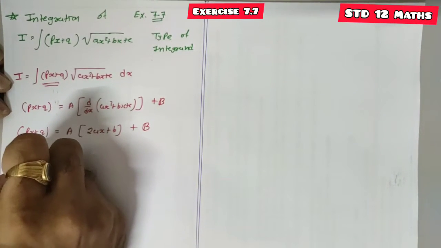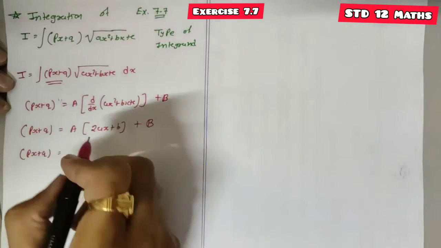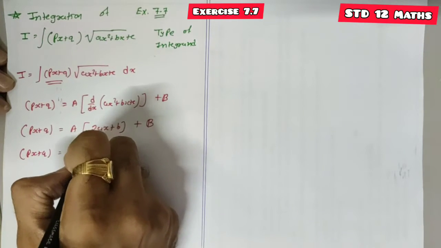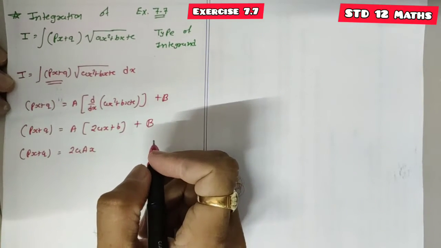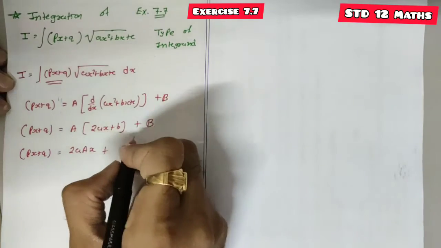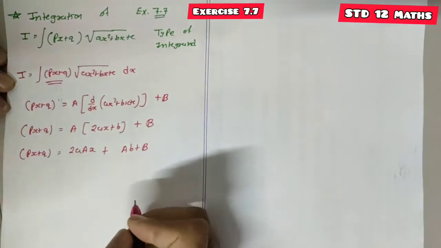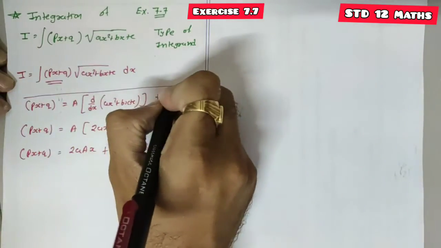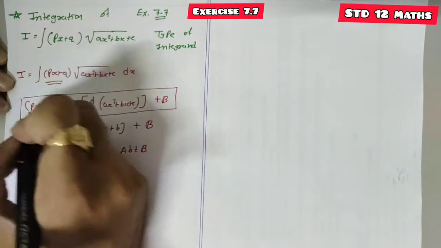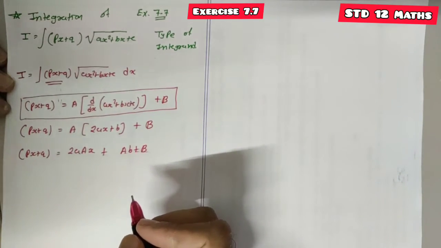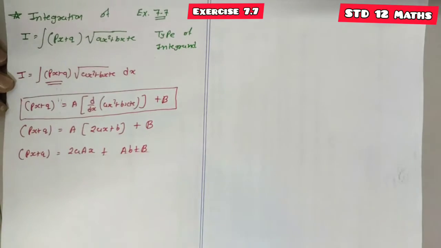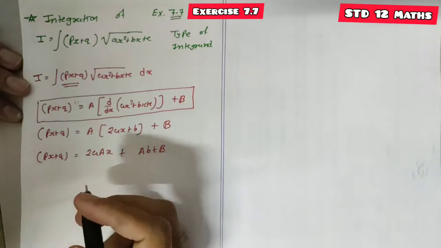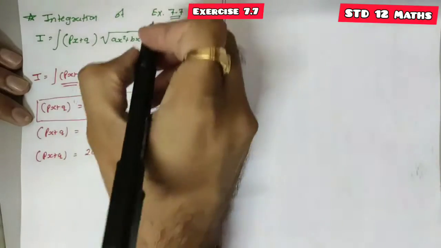So it's px plus q equal to, this will be 2a capital X plus this will be a small b plus capital B. So compare the coefficients and replace that term px plus q with this a into d by dx of ax square plus bx plus c plus capital B. Done. How to apply this formula? For that, three sums are there. Question number 12, 13 and 14. That is our exercise 7.7.